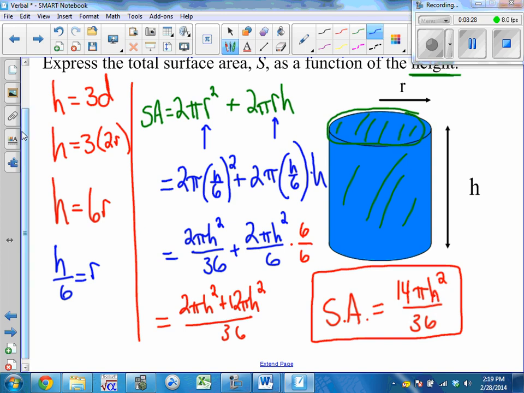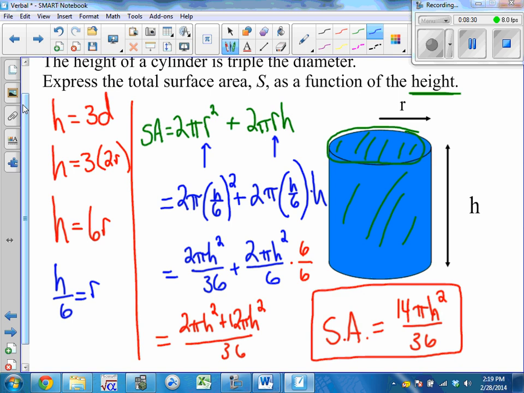So that's what our goal is going to be. We're going to try to come up with these functions. And you really have to read this part here to see s as a function of height, to determine what variable do I keep, and then what variable do I use this other piece of information to get rid of.